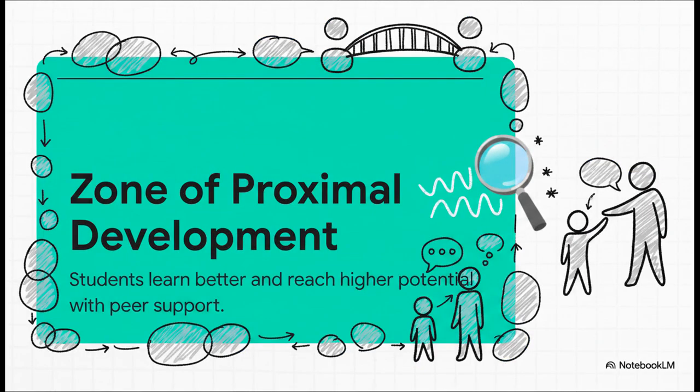Which brings us to a big one, the zone of proximal development, or ZPD. This is that sweet spot between what a learner can do independently and what they can achieve with a little guidance. Here's what's so fascinating about this. Because peers are closer in age and cognitive development, they share a unique language. A peer can bridge that gap to understanding way more effectively than an adult expert who, let's be honest, has long forgotten the initial struggle of learning that concept for the very first time.